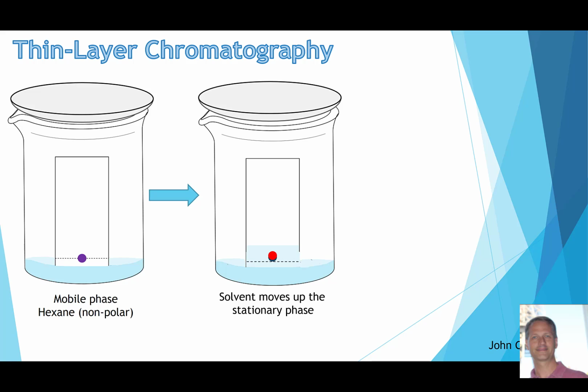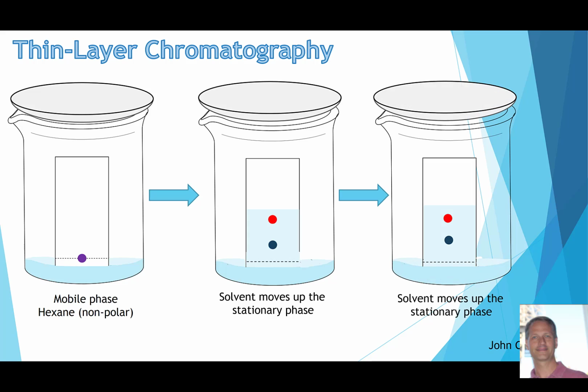As we allow that solvent to move up the TLC plate, we start seeing a separation here. As it moves up, those two dots, the two components of our mixture, start to separate. Remember, the blue dot is more polar, so it's adhering to the stationary phase more strongly because they're attracted to each other. The mobile phase is nonpolar, and the red dot is our nonpolar compound, so it's getting pulled off of the stationary phase and moving up with the solvent. As that solvent moves up towards the top, our spots separate from each other.